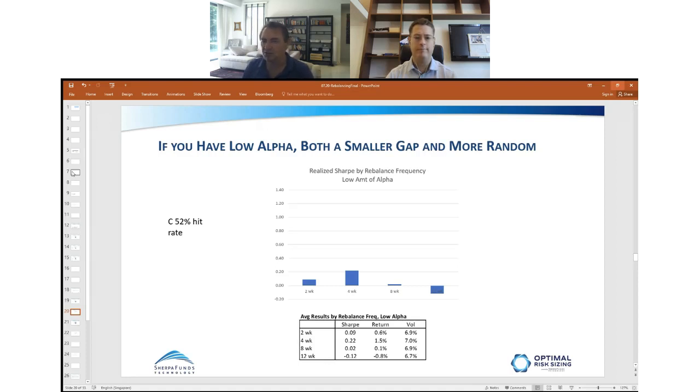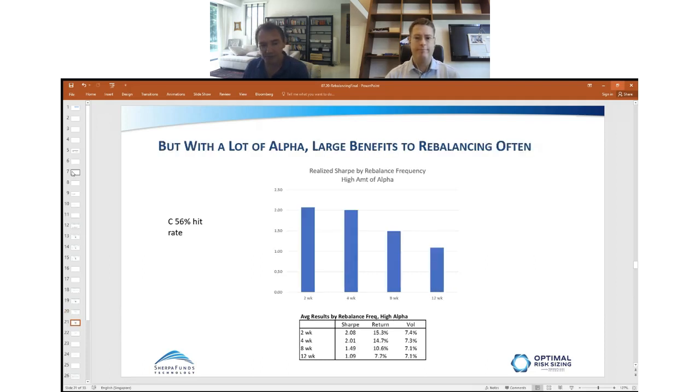So as we go into a market environment in which we are less sure of our ability to generate alpha, there's a trade-off here between how much we should rebalance and how good we are feeling about ourselves.